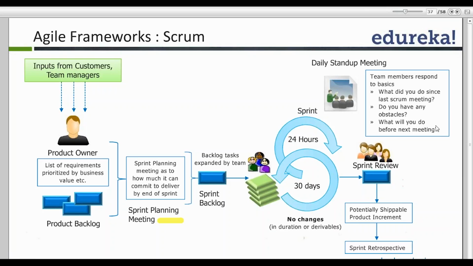At the end of this entire sprint cycle, we do a retrospective. So retrospective is a ceremony where the team critically examines what are the good things which happened in the project, what are the not so good things that happened in this project, and any lessons learned out of this exercise. So all that is a part of your sprint retrospective.